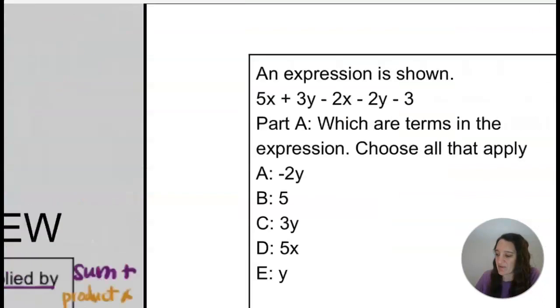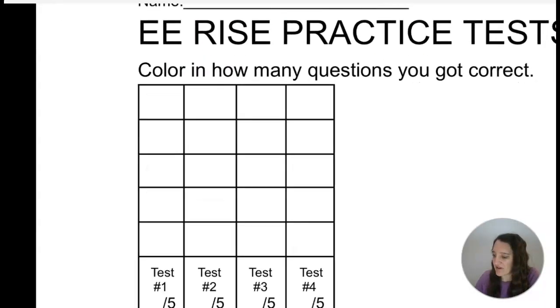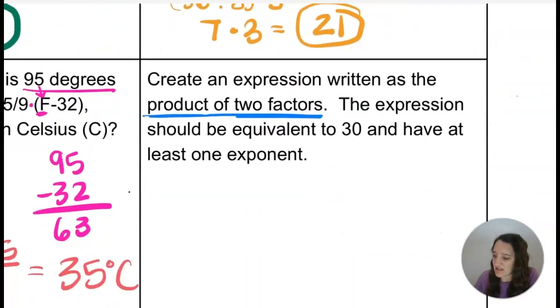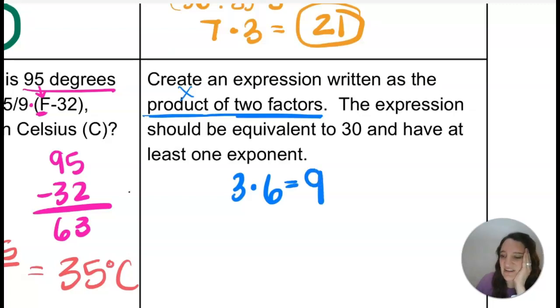All right. Create an expression written as the product of two factors. I remember from up here that product means times, so I'm going to be timesing, and then factors. Factors are the things we times together. 3 times 9 are factors of 18. So factors are the numbers we're timesing together. Okay, that makes sense. The product of two factors.